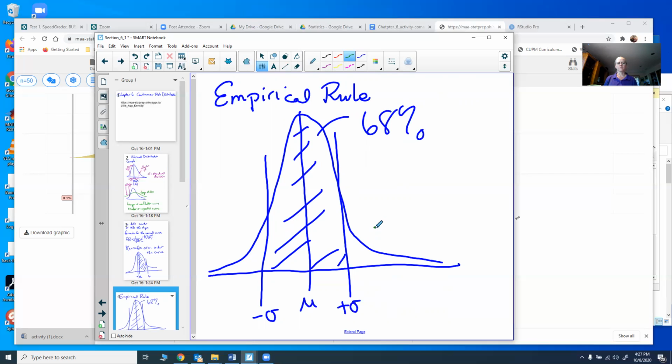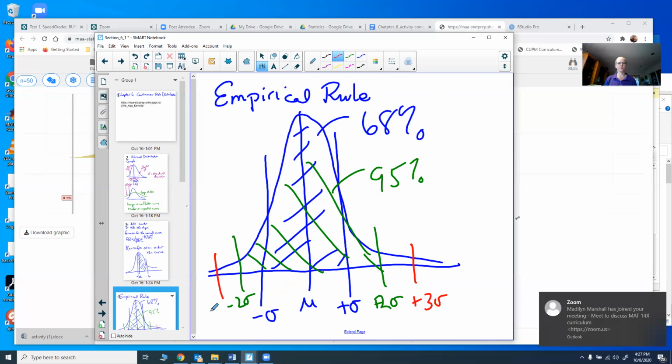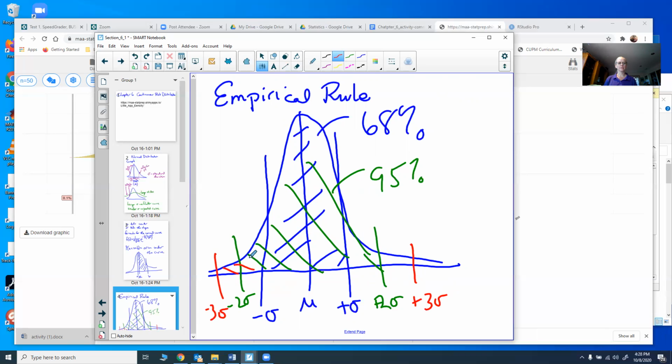If I go a little bit farther, if I go another standard deviation, so I'm 2 standard deviations above, or 2 standard deviations below, then the empirical rule tells me that there's about 95% of the data between here. And you can kind of see that. You can see that it looks like an awful lot of the curve is shaded here. There's not much left over. In fact, if I go even farther over to, let's say, 3 standard deviations above and 3 standard deviations below, then the empirical rule tells me this is about 97% of the data.